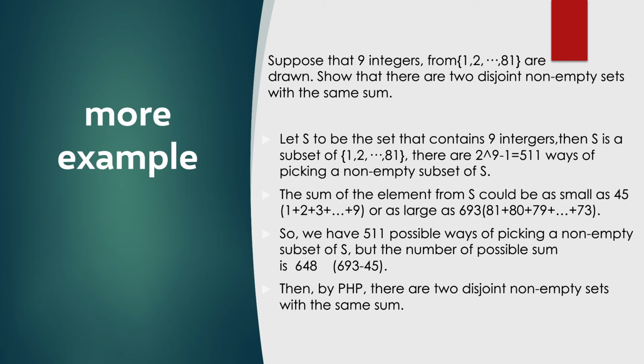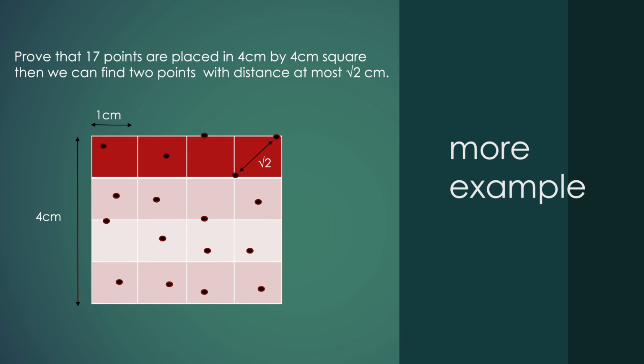Let's move on to the next example. To prove that if 70 points are placed into a 4 cm by 4 cm square, then we can find 2 points with distance at most square root of 2 cm.